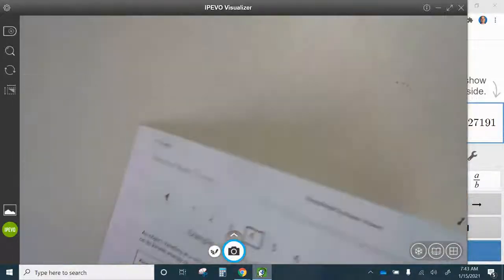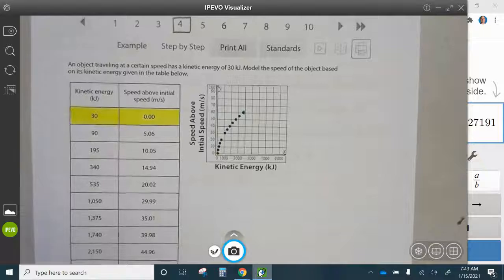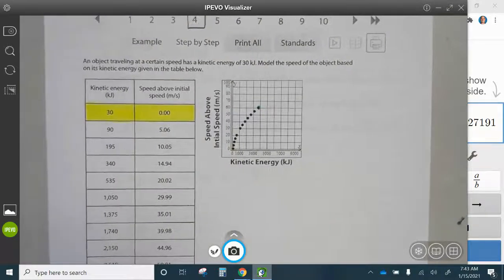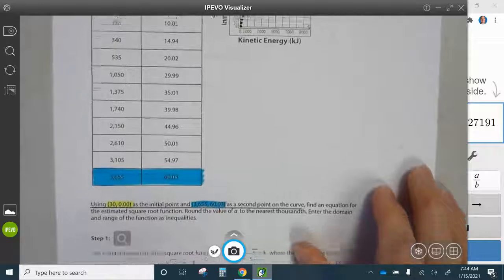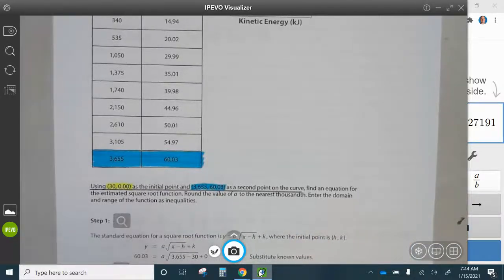Question 4. An object traveling at a certain speed has a kinetic energy of 30 kJ. Model the speed of the object based on its kinetic energy given in the table below. Use 30, 0 as the initial point, which is the vertex, and 3,655, 60.03 as a second point on the curve. Find the equation for the estimated square root function. Round the value of a to the nearest thousandth. Enter the domain and range of the function as inequality.